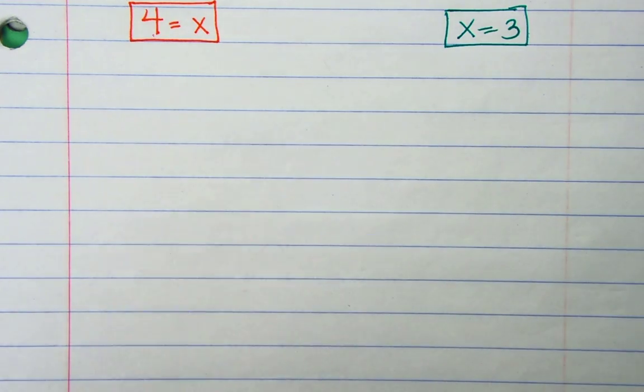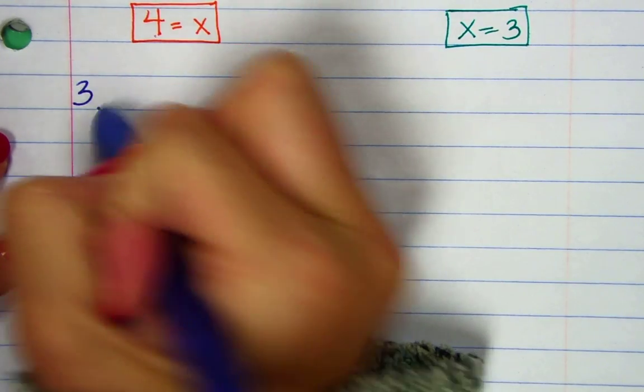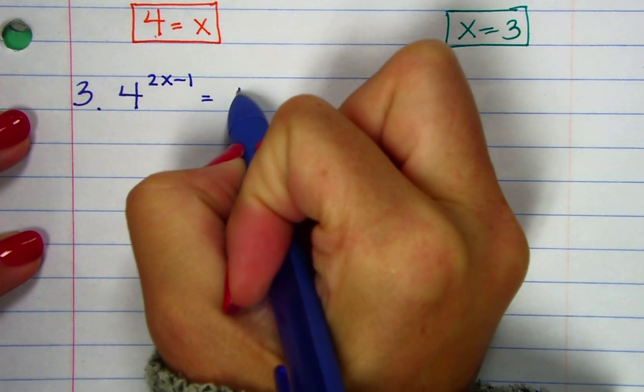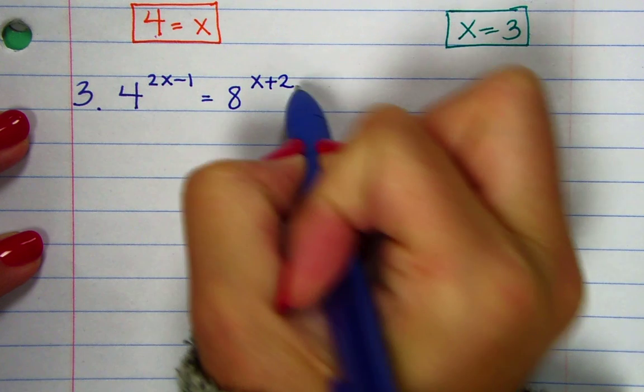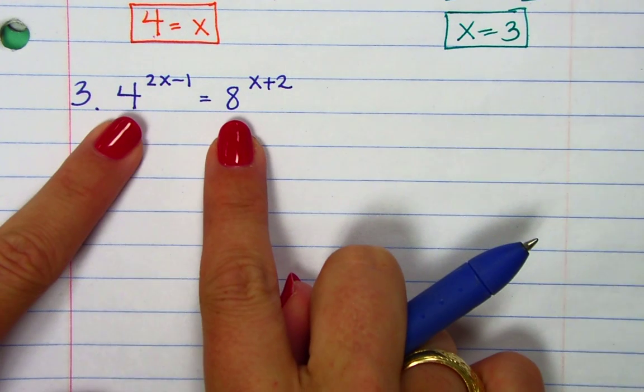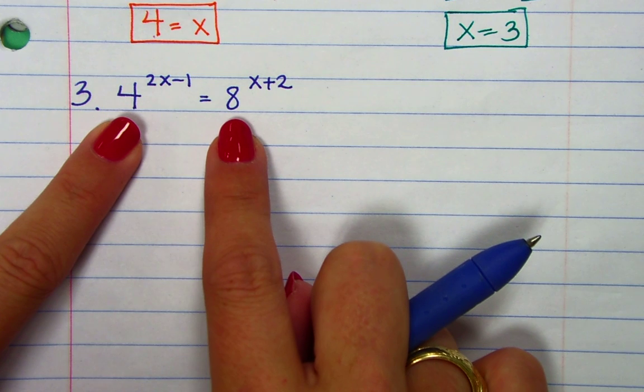Okay, so let's try number 3. Okay, 4 to the 2x minus 1 equals 8 to the x plus 2. You can multiply by 2. Right. Not exactly, but I see where you're going with that, and you are on the right track that you want to fix it, right? What's the problem with this one that's different from number 1 and 2? The bases are not the same, right? This rule only works if the bases are the same. However, right, we can use rules of exponents to find a common base, okay?